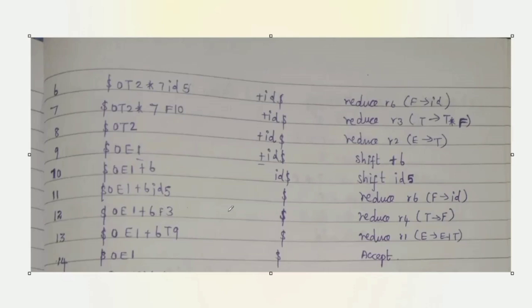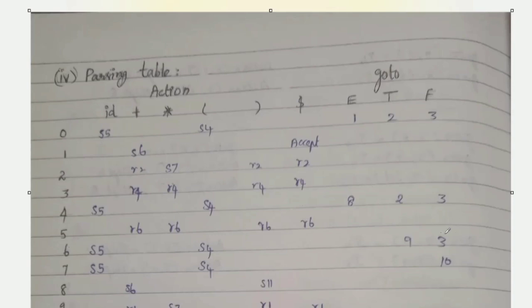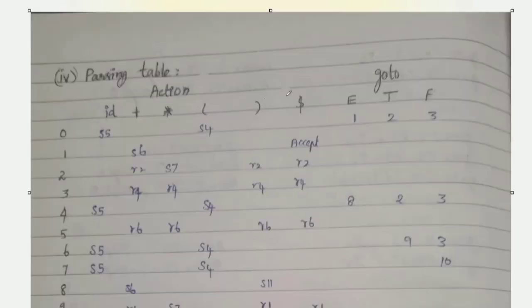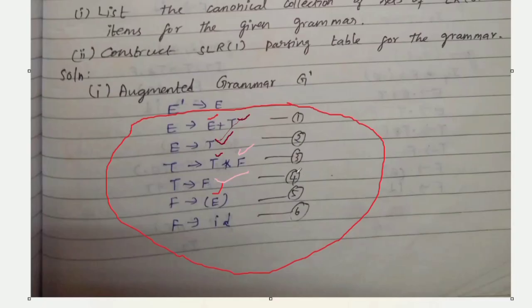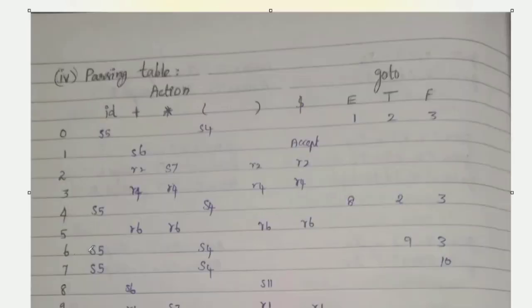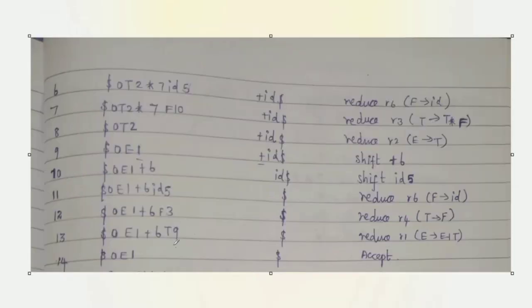We cannot compare F $. See the parsing table: 6F is going to be 3. Here you write 3. Then compare $3. $3 is reduce 4. Reduce 4 is the equation number T tends to F. Here you write reduce R4, T tends to F. In the stack, F3 is reduced to capital T. Then the stack becomes $0E1 plus 6T. You cannot compare T $. Then compare 6 capital T in the parsing table. 6 capital T is 9. Write 9 here.